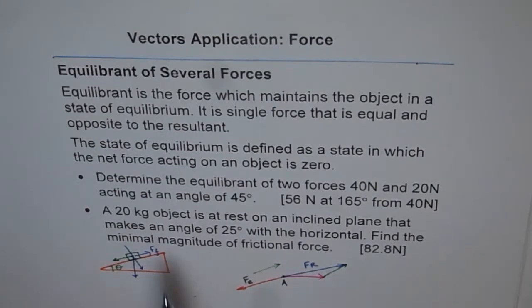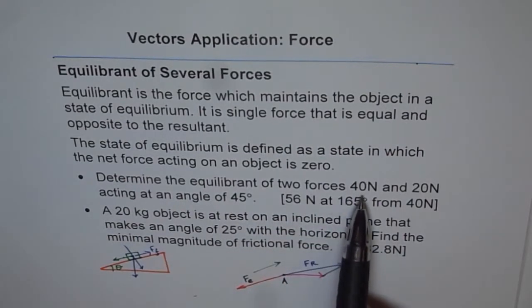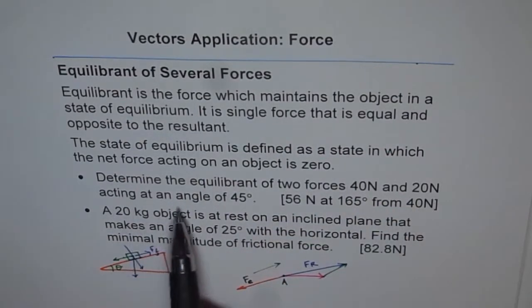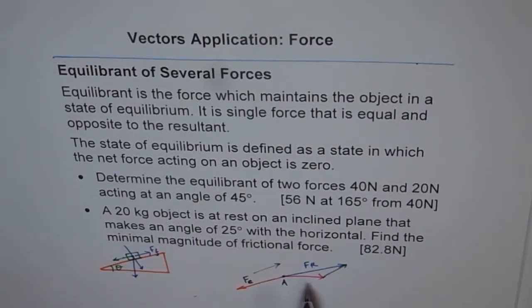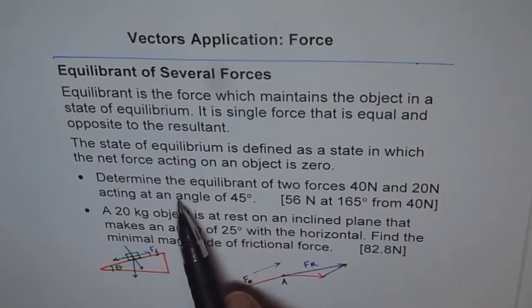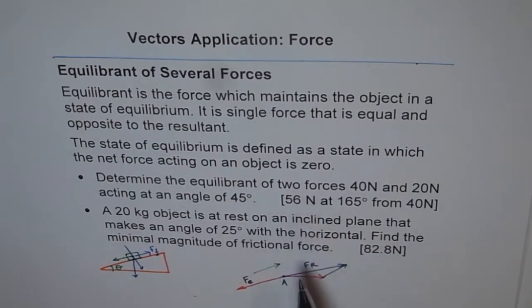The question here is, determine the equilibrant of two forces, 40 Newton and 20 Newton, acting at an angle of 45 degrees. So you can say it's like this, where one force is 40, the other is 20, and they're acting at an angle of 45 degrees. So this angle is 45 degrees, right? You need to find the equilibrant of the two forces. That means in this diagram, find the resultant. You can use the cosine law to find the resultant, right?